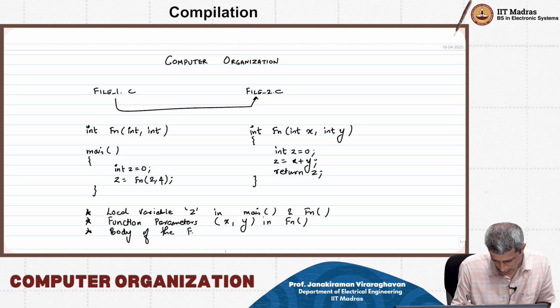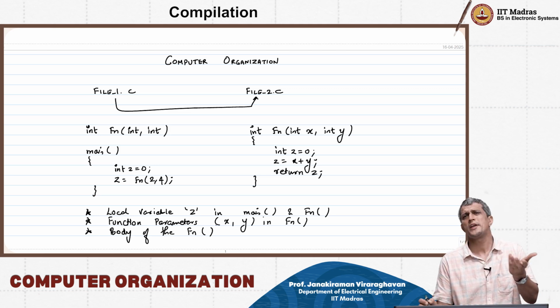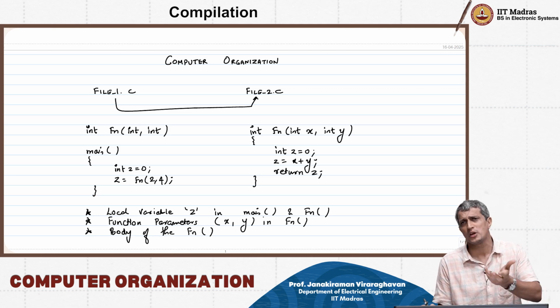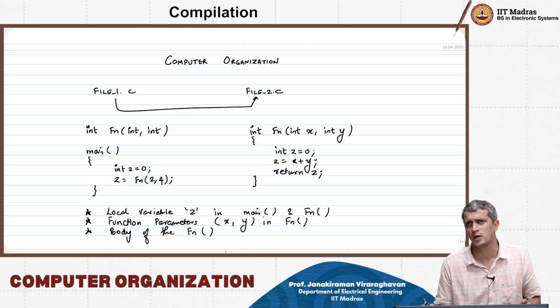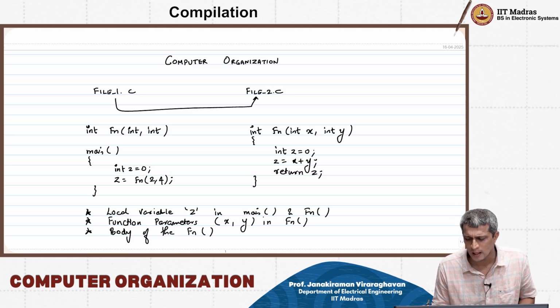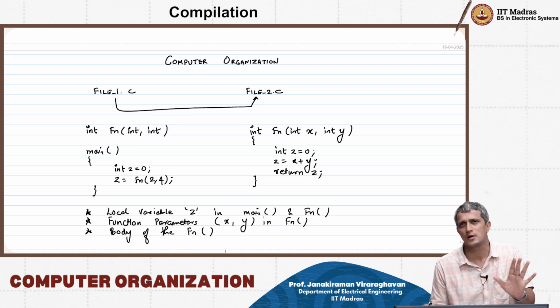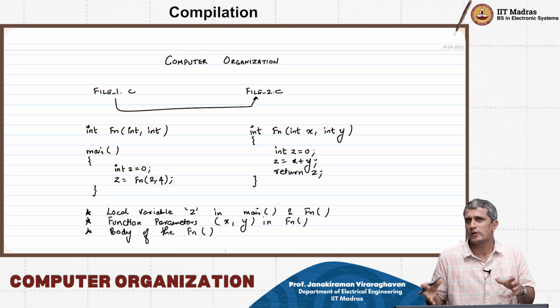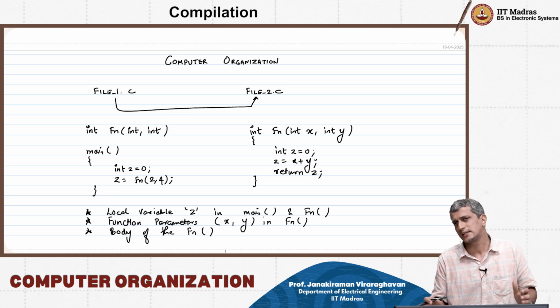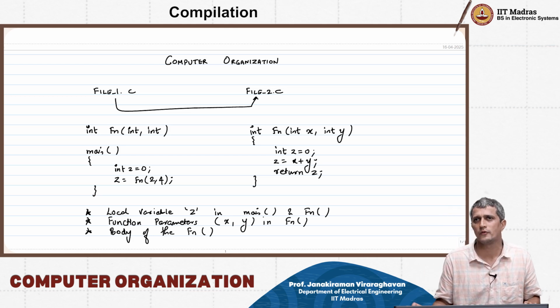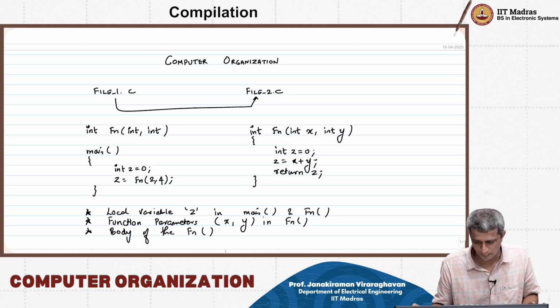Body of the function fn. This is doing some z equal to x plus y. I could replace this by any other functionality, z equal to x into y, x minus y, x power y, whatever it doesn't matter. There are many ways of doing this, and effectively the compiler has to insert the necessary assembly instructions so that all of this will compile and come out correctly.